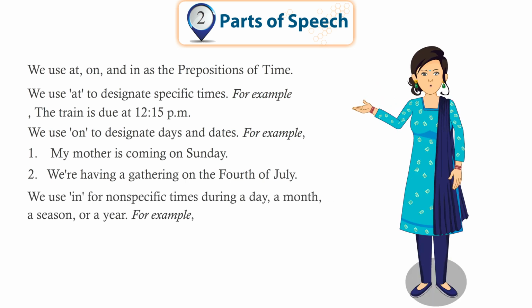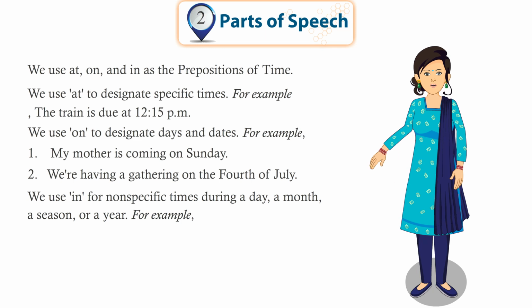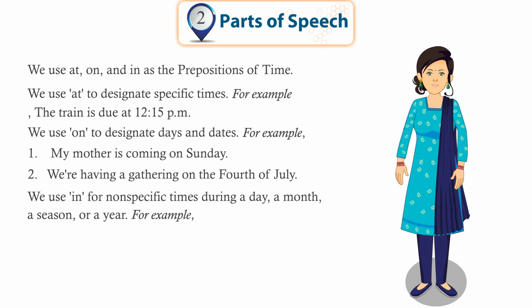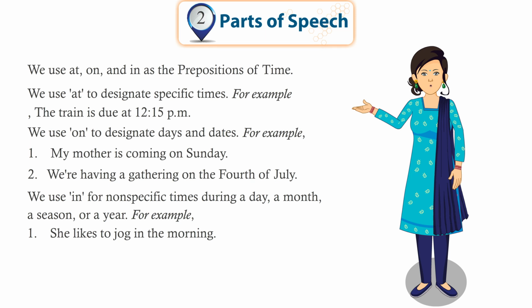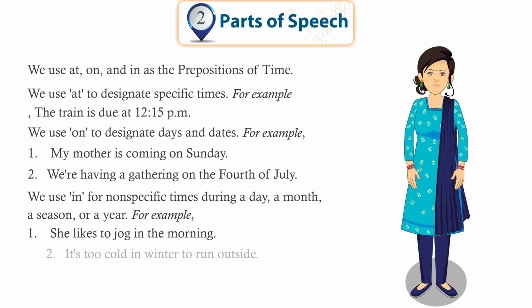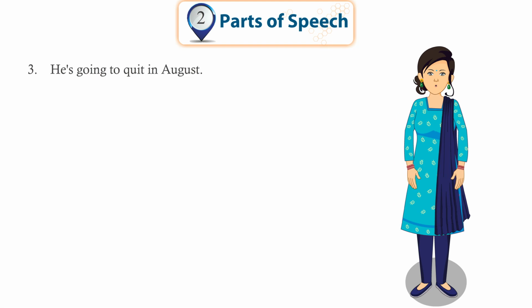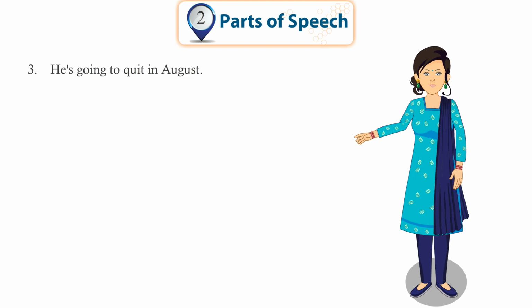We use in for non-specific times during a day, a month, a season, or a year. For example, she likes to jog in the morning. It's too cold in winter to run outside. He is going to quit in August.